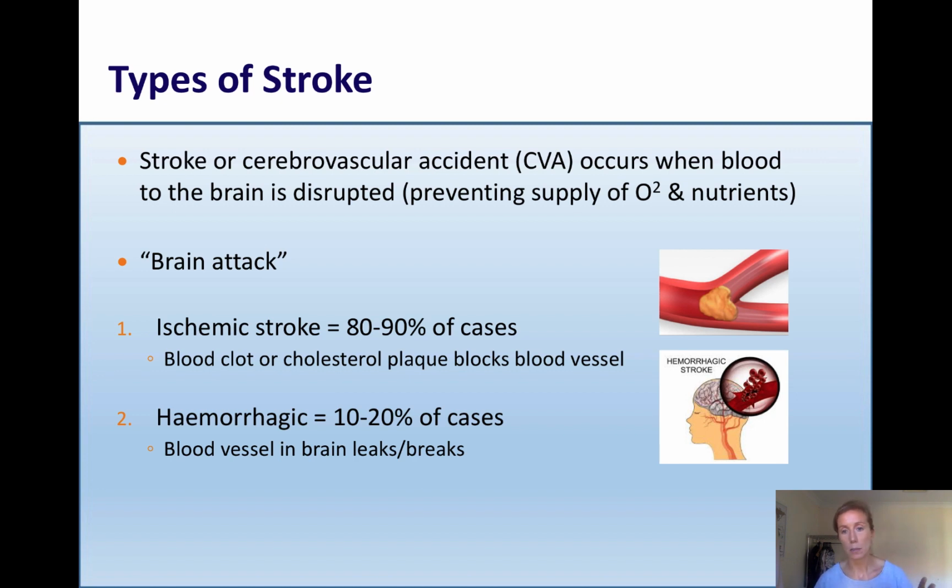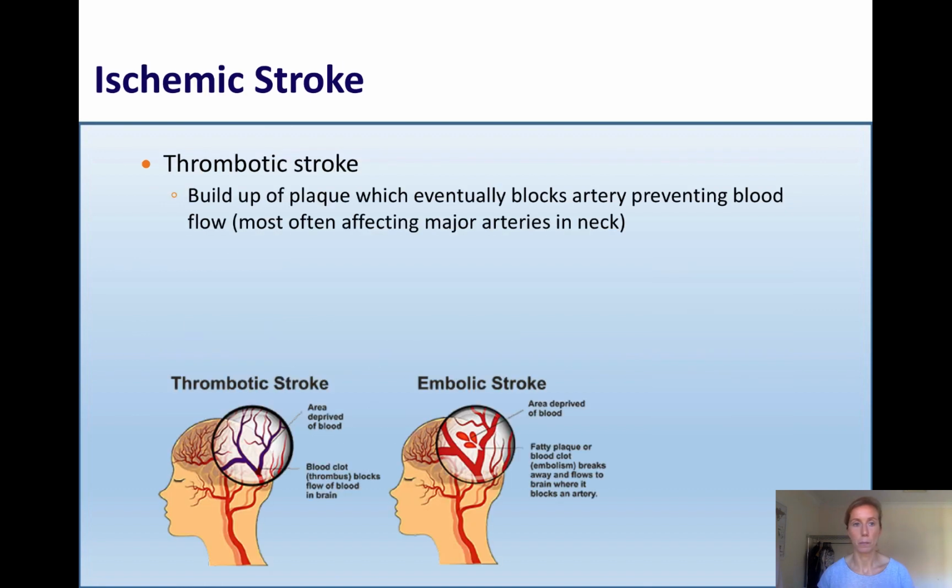Now 2 key types to think about. We've got ischemic stroke, which makes up about 80 to 90% of total cases. And we've got hemorrhagic stroke, which is the remaining 10 to 20%, so less common. In terms of ischemic, this is where a blood clot or plaque, which is usually due to cholesterol buildup, actually blocks that blood vessel. And hemorrhagic strokes are where the blood vessel in the brain leaks or breaks or ruptures. So ischemic and hemorrhagic, and we know that ischemic are far more common.